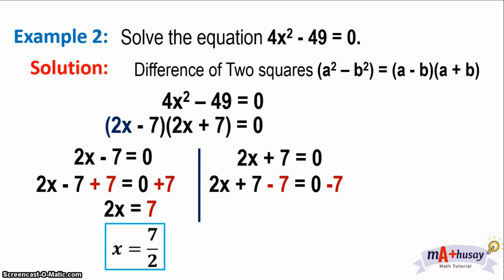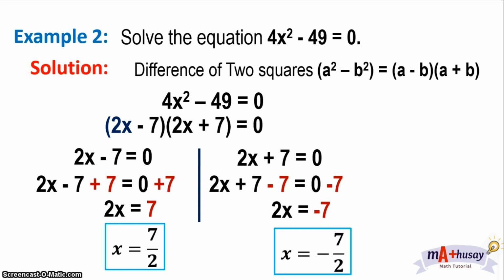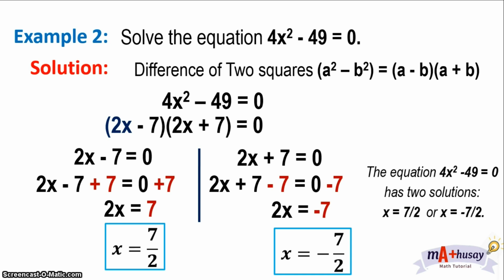For the other equation, we need to add negative 7. So, when you add negative 7, what remains is 2x is equal to negative 7. Again, divide both sides of the equation by 2 because we want to find the value of x. Then x is equal to negative 7 over 2. Therefore, the solutions for the equation 4x squared minus 49 equals 0 are x is equal to 7 over 2 or x is equal to negative 7 over 2.